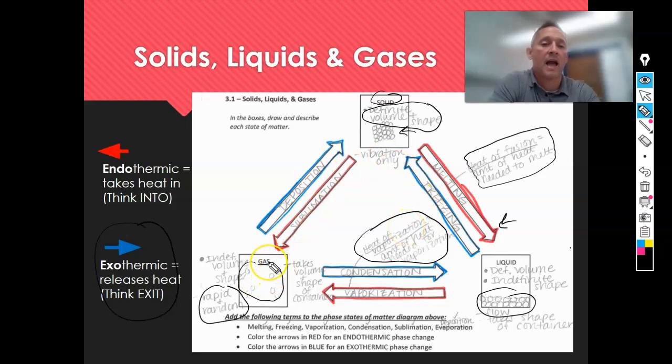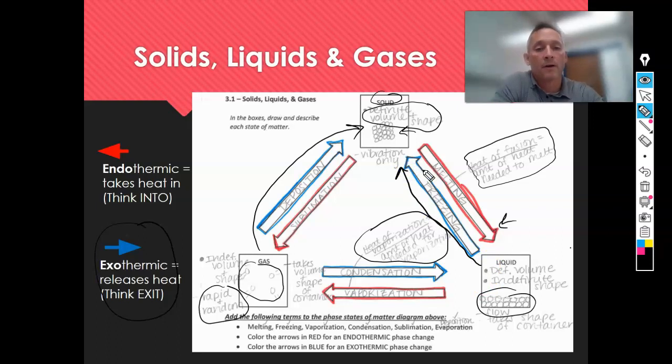Now we also have the opposite direction. Let's say we take the heat away from it. We're going to have deposition. Deposition is when we skip the liquid phase and we go right to the solid. That's when we take heat away rapidly. Now if we take heat away from the liquid, we have our freezing.